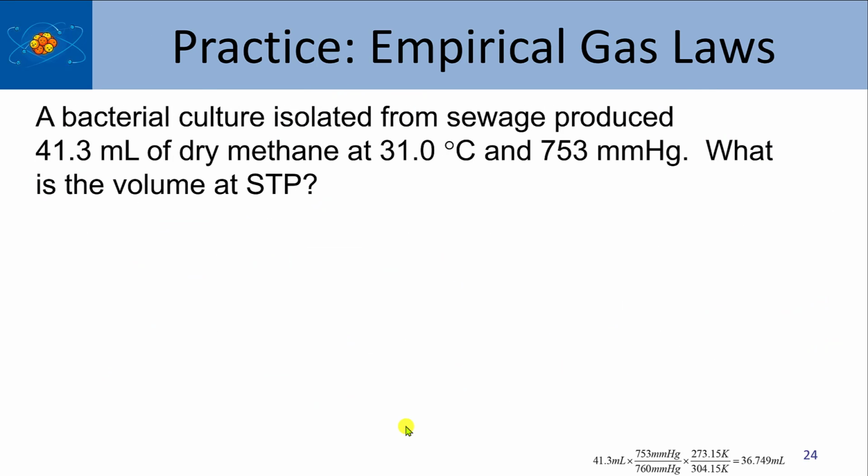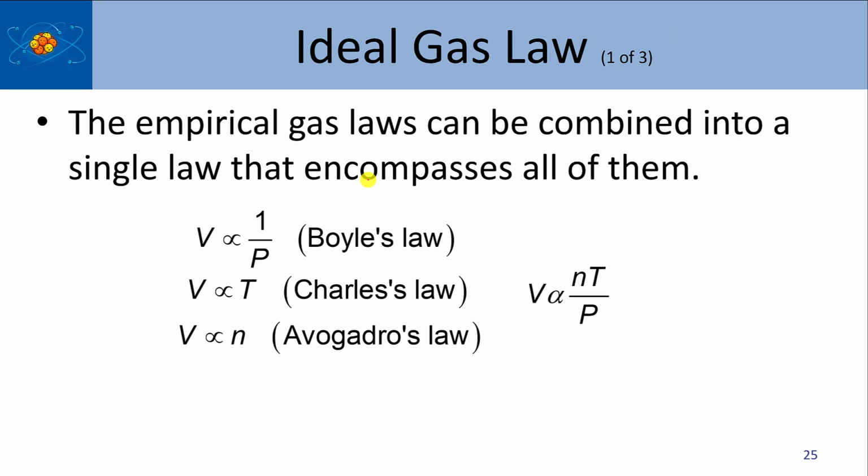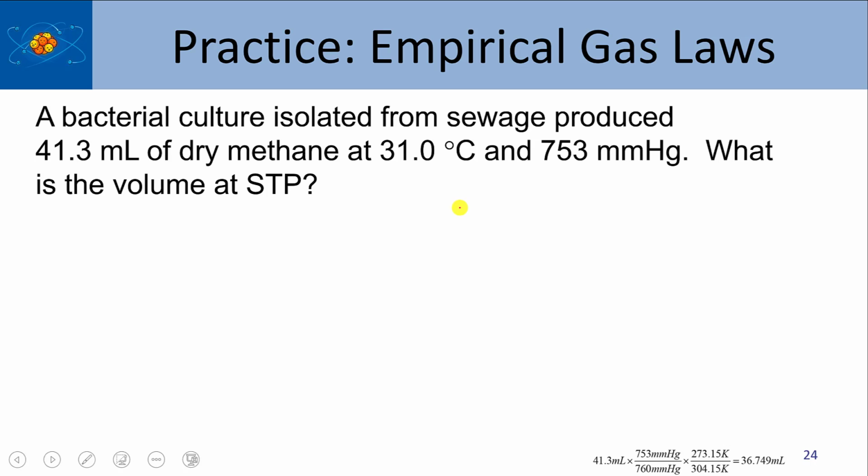Okay, here's another problem. It says a bacterial culture isolated from sewage produced 41.3 milliliters of dry methane at 31 degrees Celsius and 753 millimeters of mercury. What is the volume at STP? And now what you have to remember about STP is that standard temperature and pressure, and for this class, that's 1 atmosphere and 273.15 Kelvin.